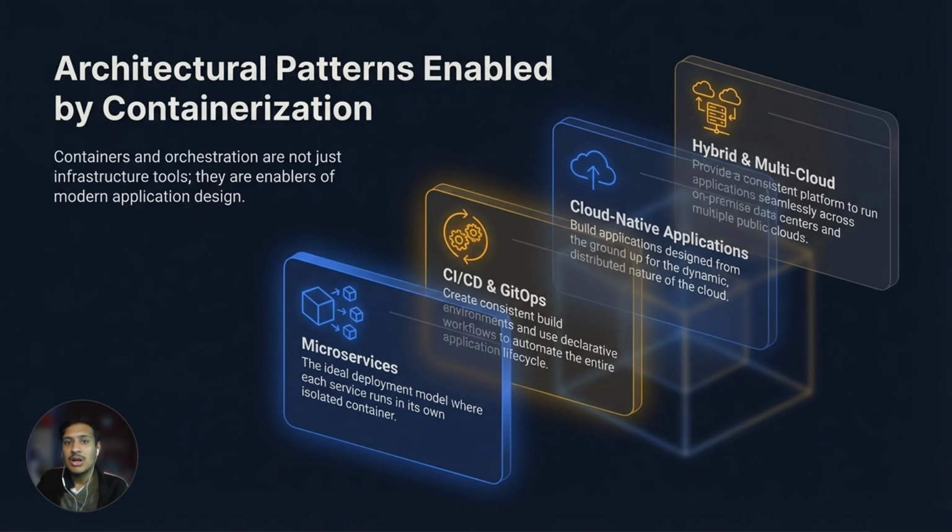As soon as you commit or push a code change to Git, we can automate that. It automatically tests if the build is successful and automatically deploys the newer version on your cloud. Microservices. This is the ideal deployment model where each service runs in its own isolated container.